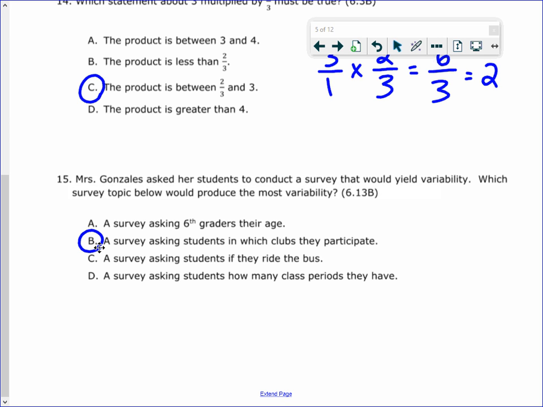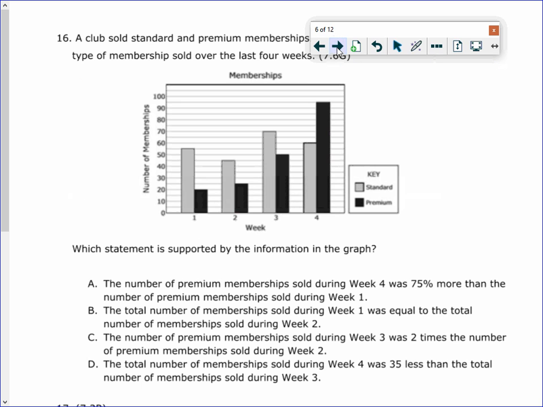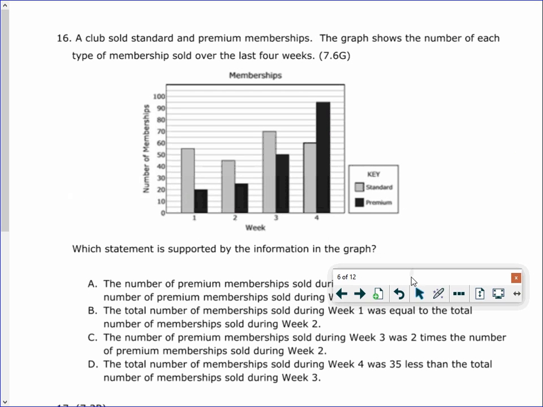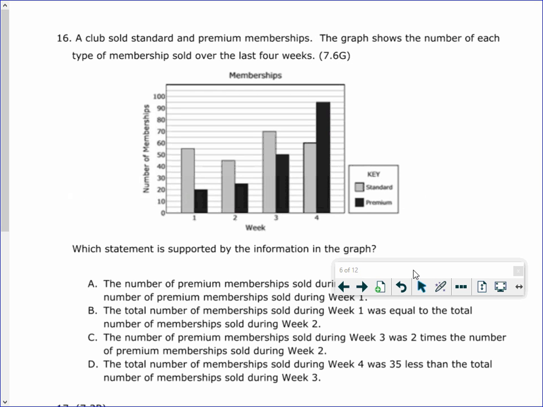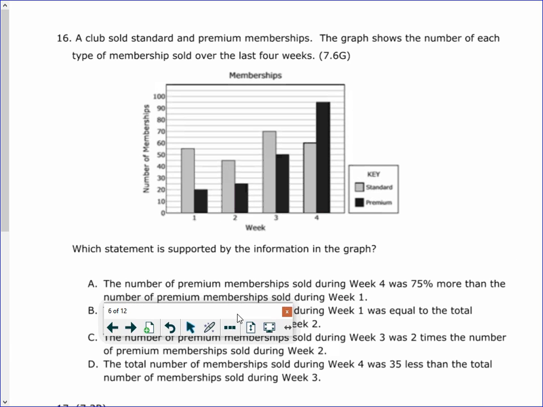So make sure you study what variability means. All right, number 16. A club sold standard and premium memberships. The graph shows the number of each type of membership sold over the last 4 weeks. Which statement is supported by the information in the graph? All right, let's try to get this out of the way.